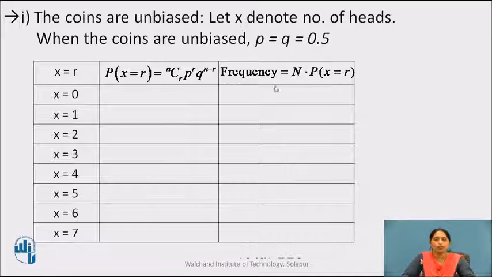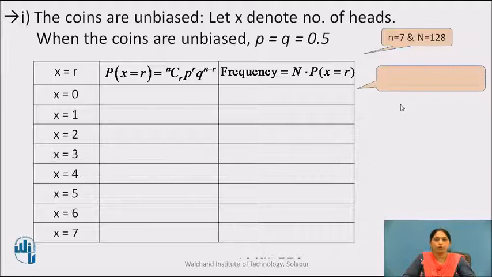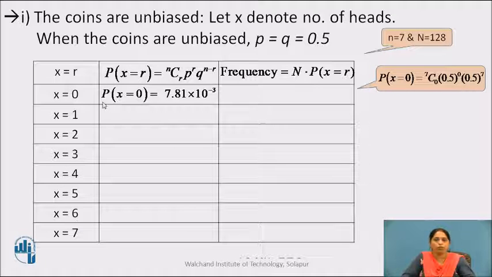And in the third column we will find the frequency using the formula capital N into probability of x equals r. Now first of all we know that small n takes the value 7 and capital N is equal to 128. Small p and small q are 0.5. Therefore we will calculate the probability of x equals 0 using the formula, that is 7C0, 0.5 raised to 0 into 0.5 raised to 7, which gives us the probability of x equals 0 as 7.81 into 10 raised to minus 3.